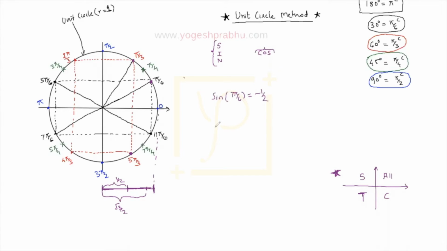Now let us solve some more. What if I want to find out, say, sine of pi by 2? Where is angle pi by 2? It's over here. Now sine, when you want to find out the vertical distance, that is this distance here.